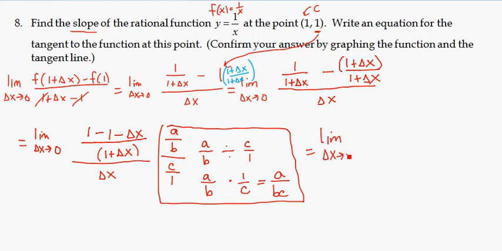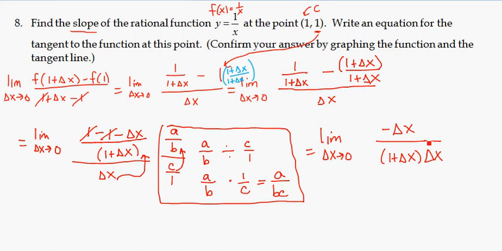So all of this middle school fraction common sense tells me that this is the same thing as the limit as delta x goes to 0 of, let's go ahead and cancel 1 minus 1, negative delta x over the 1 plus delta x, times delta x. I can bring this delta x into the denominator because this c is equivalent in the denominator with this b here. Hopefully you followed.